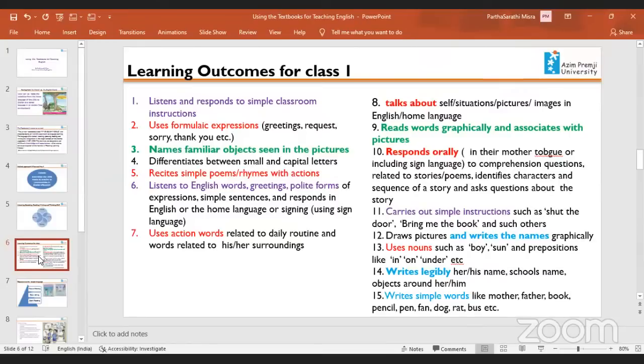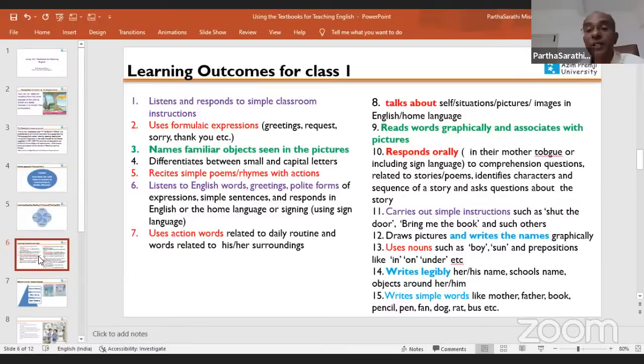And then you find that the child reads words graphically, reads orally, that is, those are reading, then draws pictures, writes the names, writes legibly, writes simple words like father, mother, book, pencil, fan, dog, rat, bus, and other words which are available in the immediate context of the child. Now, we have to use the unit 1 or unit 2, unit 3, whatever it may be, with reference to these learning outcomes.